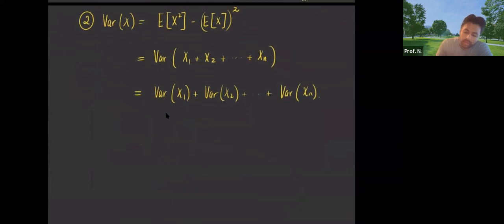And now look at the variance of just one of them. So x sub i. What would be the variance of x sub i?